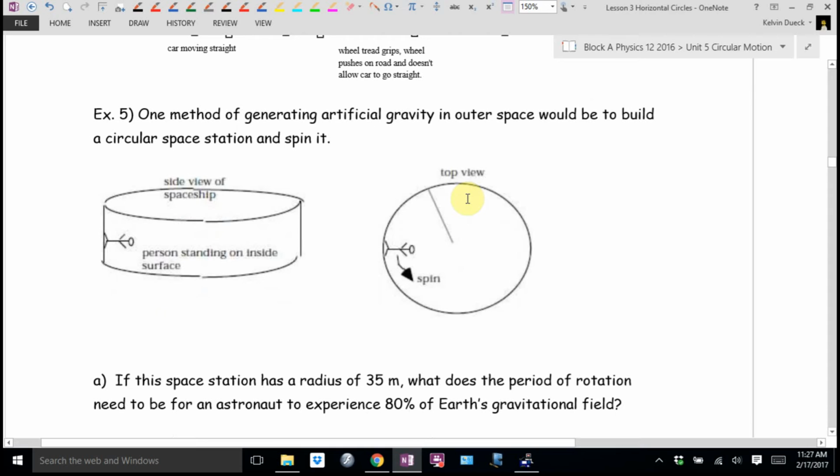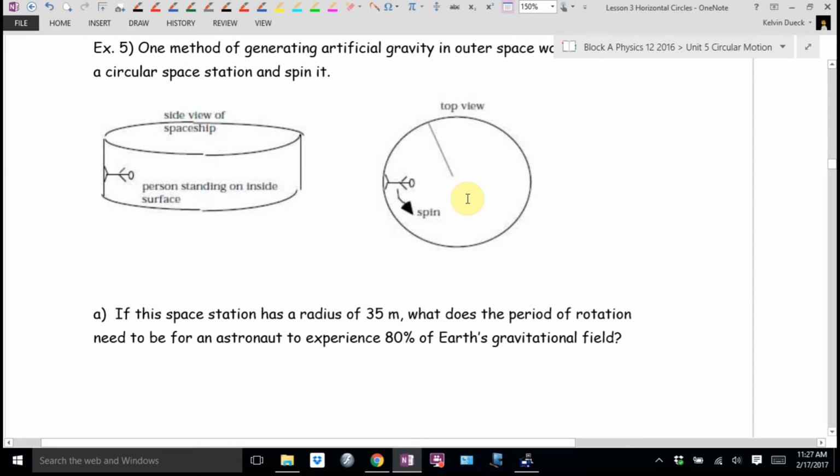Let's go into outer space. Another application of this would be artificial gravity. If you want to induce artificial gravity in outer space, one way would be to build a circular space station and then spin it. Now, there are some problems with that method too, which I'll talk about, but for now, sure. Suppose we built a space station with a radius of 30 meters. What does the period of rotation need to be for an astronaut to experience 80% of Earth's gravitational field? What if we want fake gravity to be 80%?